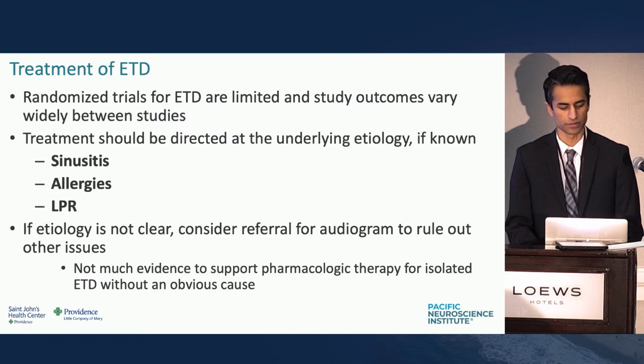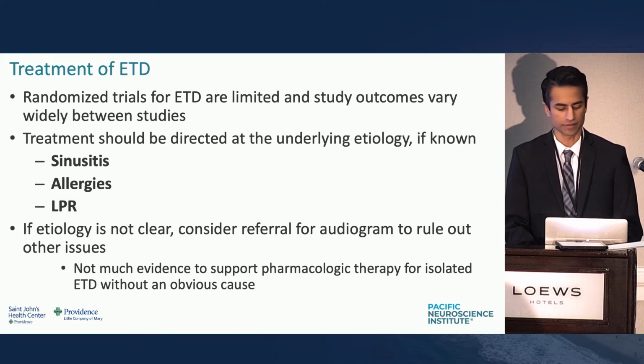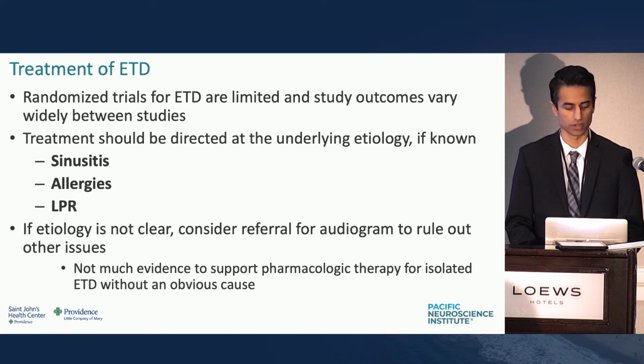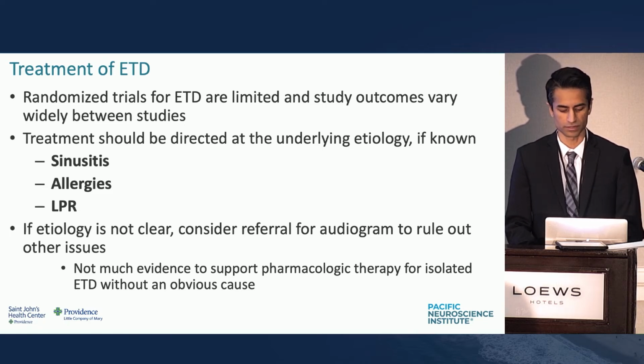So in terms of the treatment of eustachian tube dysfunction, randomized trials for this condition are limited, and study outcomes vary widely between studies. Definitely, the treatment should be directed at the underlying etiology if it is known. So if the patient has sinusitis, allergies, or LPR, treat that appropriately, because that might solve the condition. But if the etiology is unclear, consider a referral for an audiogram to rule out other issues. There's not much evidence to support pharmacologic therapy for isolated eustachian tube dysfunction without any cause.